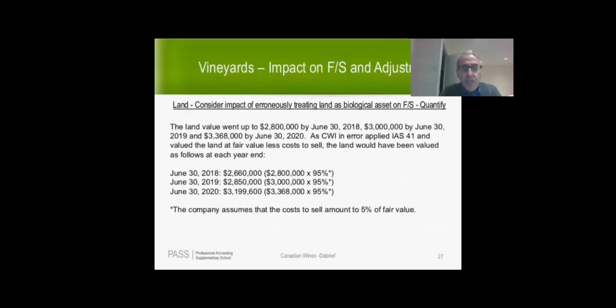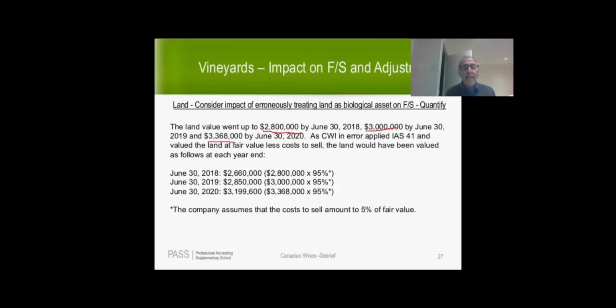Now, assuming that they would have used the cost method rather than fair value less cost to sell, let's take a look at how we would have come up with the adjustment. What is the impact, guys, of erroneously treating the land as a biological asset rather than as PPE at cost? Let's take a look. We're told that the land went up to 2.8 million by June 30th, 2018, 3 million by June 30th, 2019, and 3,368,000 by June 30th, 2020.